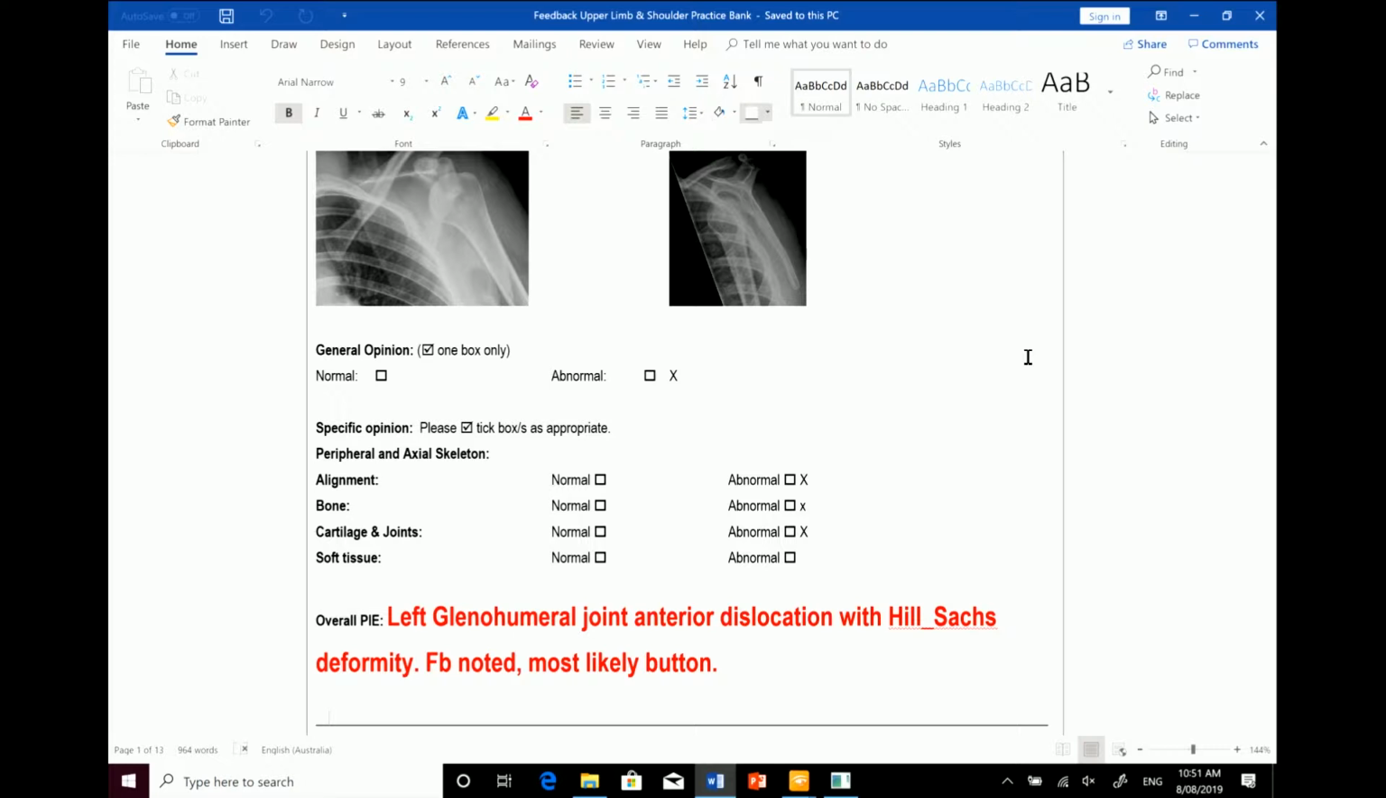So the overall comment is that there is an anterior dislocation of the left glenohumeral joint with the Hill-Sachs deformity, and that's what we've seen in the posterior lateral part of the humeral head. And then you could mention that the foreign body noted is most likely that of a button.